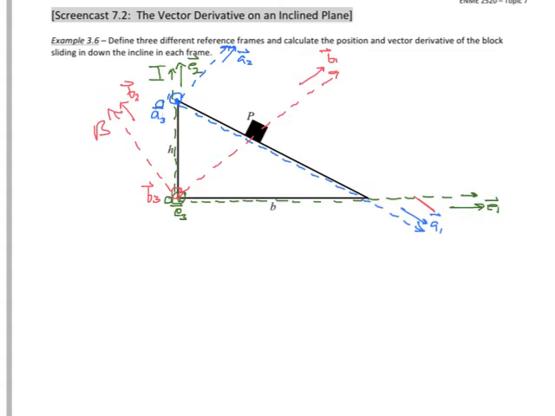And now what we want to do is take the time derivative, which is a vector derivative, of this block that's sliding down the plane. And so we have to start with our position vector. So we have r of p with respect to o. And we can define this in multiple ways.